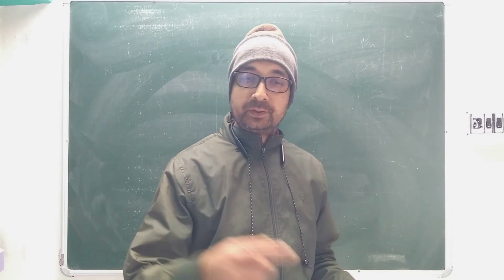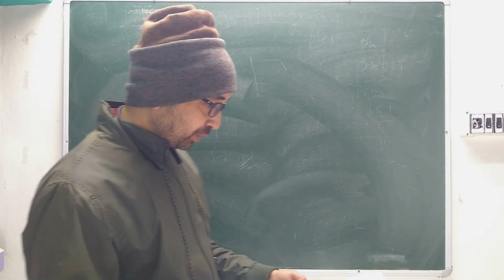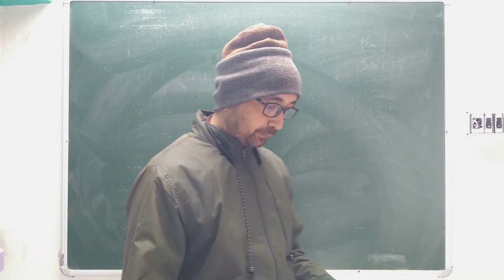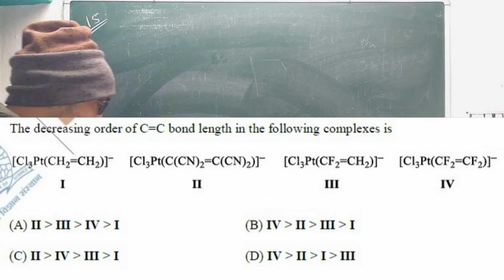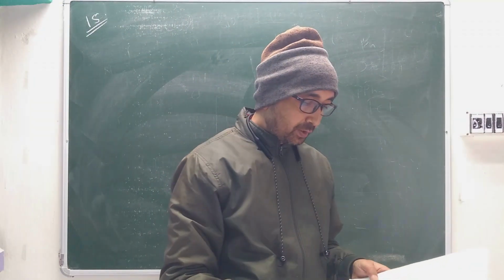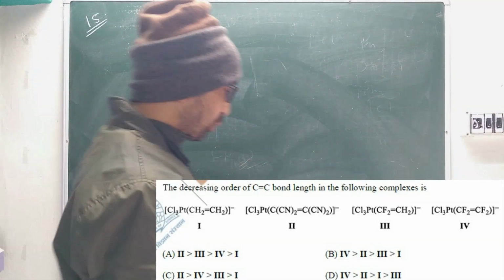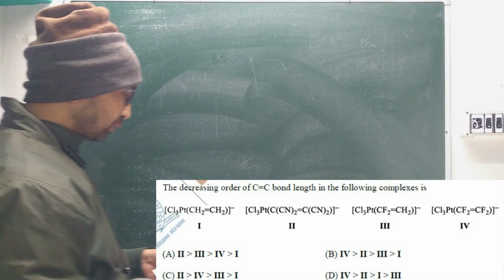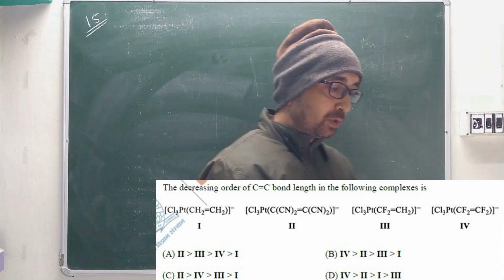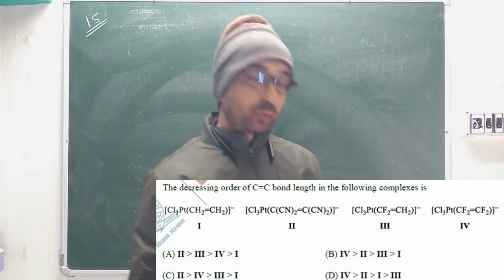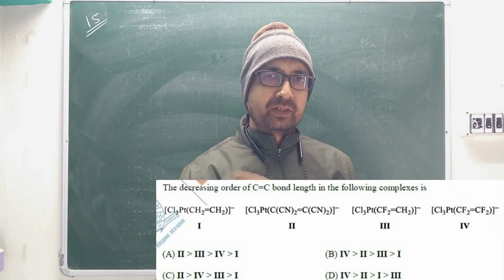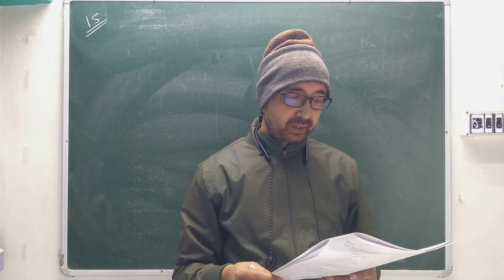So let me see question number 15. What is question number 15 from 2021? You can see on the screen: the decreasing order of carbon-carbon bond length in the following complexes. All are alkenes, and it is asking about the bond length. Which one has the lesser bond length, in decreasing order? It is simple.